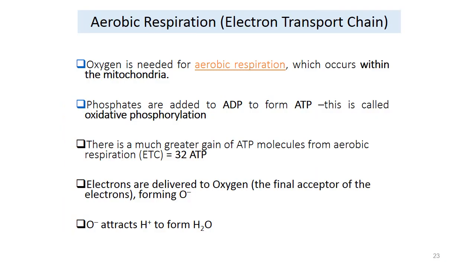So recall then that the electron transport chain is where aerobic respiration occurs. This is where we're using oxygen to do this process. And again, this occurs in the inner mitochondrial membrane within the mitochondria. And this is where most ATP in the cell is made. So roughly 32 ATP are made from one glucose molecule that enters the cell. And the ATP that's formed in the electron transport chain is made by a process called oxidative phosphorylation. Remember that the final acceptor of the electrons in the electron transport chain is oxygen, and so the oxygen along with the protons will form water.